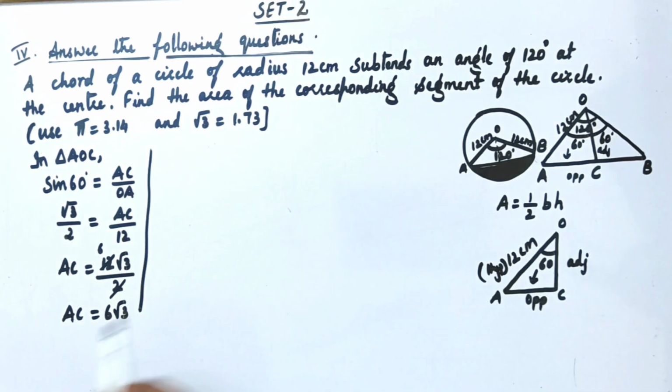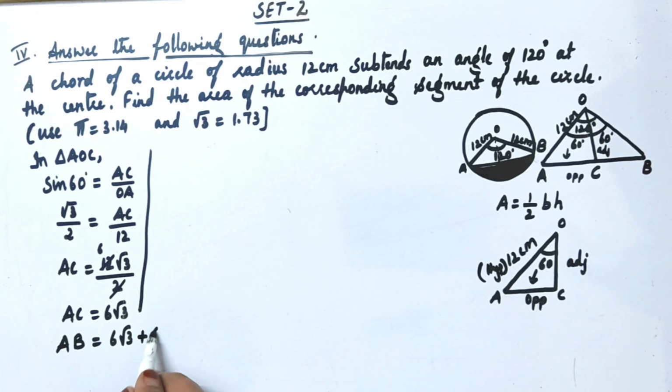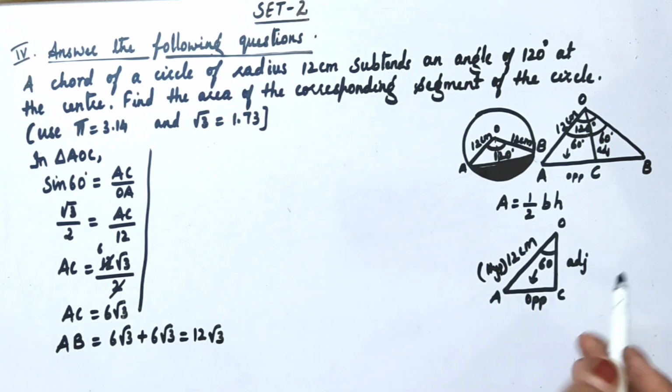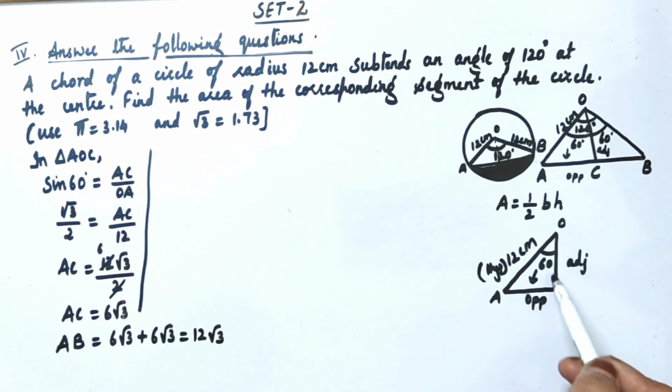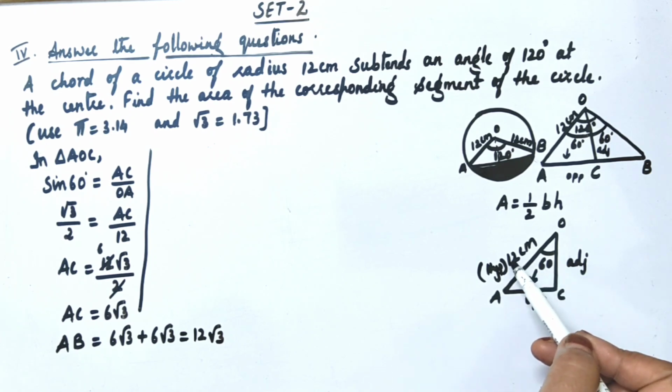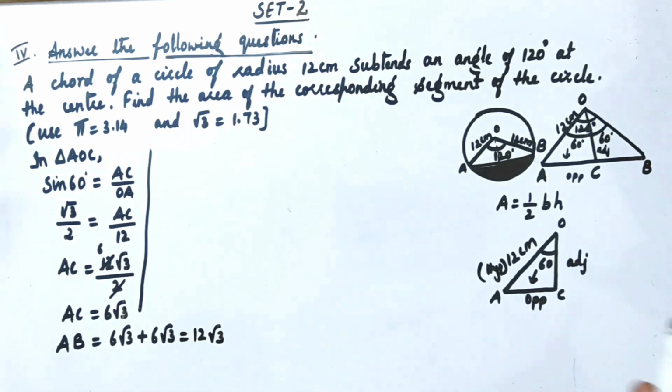Okay, so complete AB equals 6 root 3 plus 6 root 3, which is 12 root 3. I got the base. Now we need to find the height. Height is adjacent by hypotenuse, and adjacent by hypotenuse is cos.